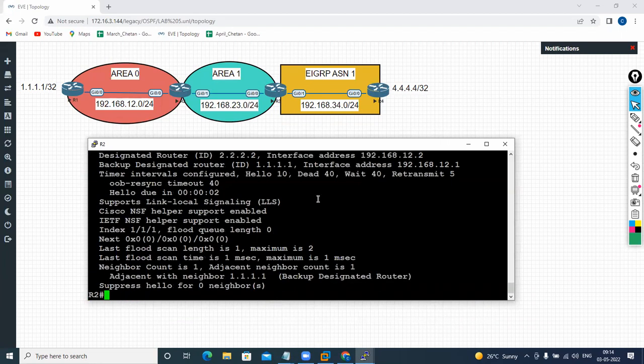G0/0 will be the BDR. Which is the BDR? 1.1.1.1. So check interface G0/1. Again, this time it is the BDR. Who's the designated router? Per network segment, it will elect the DR and BDR. I hope this part is clear now.